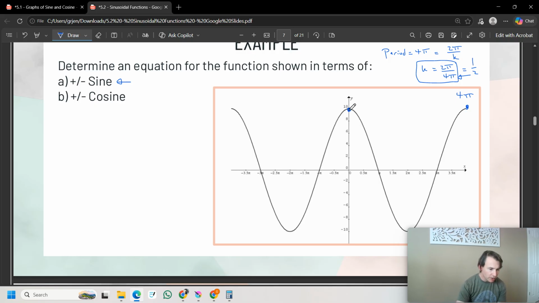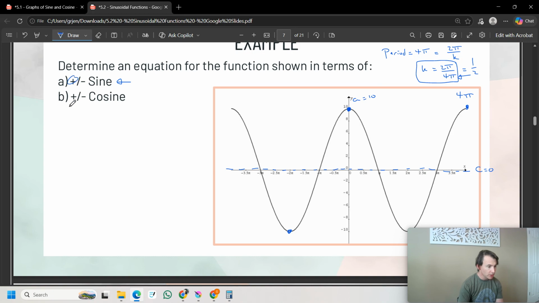Our a value is 10, because we have a maximum and a minimum of plus and minus 10. And that also shows me the average of plus 10 and minus 10 is 0. So this is our average. So that's our c value. C equals 0 and a equals 10. So I've got everything except for d.